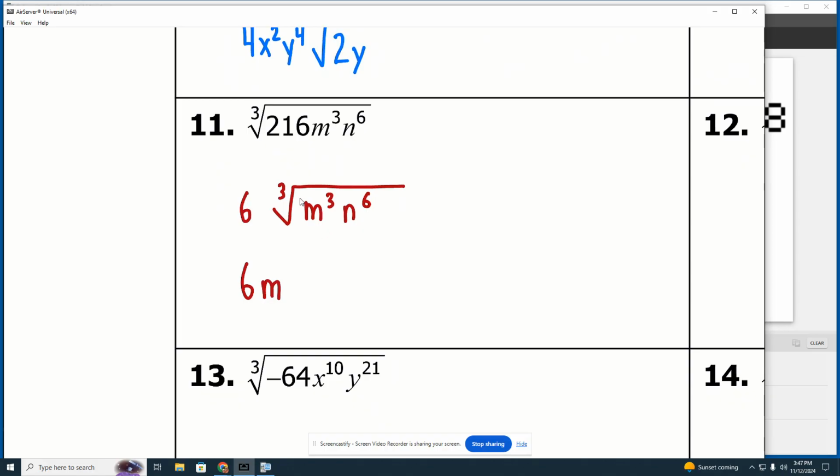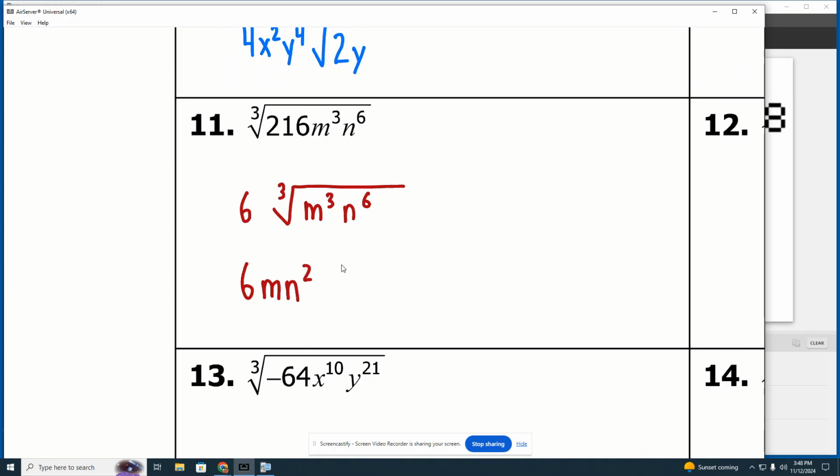Okay, go to n. How many times will 3 go into 6? Twice. So n gets to come out twice. That's 2 times 3. That's 6. So all 6 of these came out. Well, if all 6 of them came out, how much is left? None. There is no variable or no radical still left. The answer is 6mn squared.